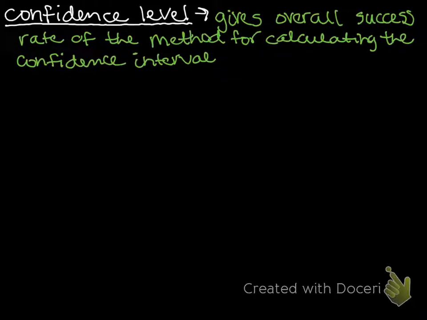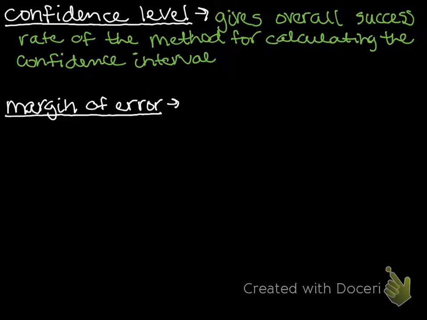It doesn't mean 80% of the time the parameter is going to be in there. The parameter is where the parameter is, and that doesn't change. It just means 80% of the time, the interval that I calculate is going to contain the parameter. 20% of the time, it will not. If I calculate a 90% confidence interval, then 90% of the time, I'm going to capture the true parameter, and 10% of the time I won't. The lower your confidence, the smaller your interval. The higher your confidence, the larger your interval.